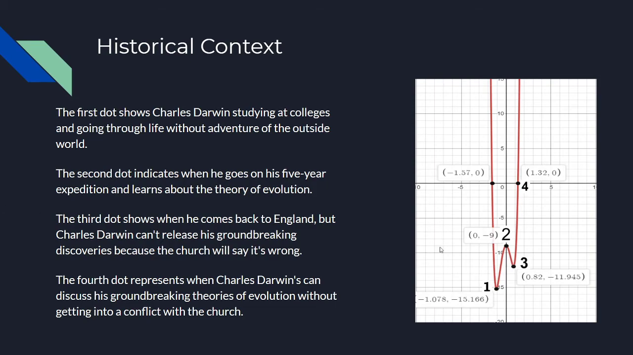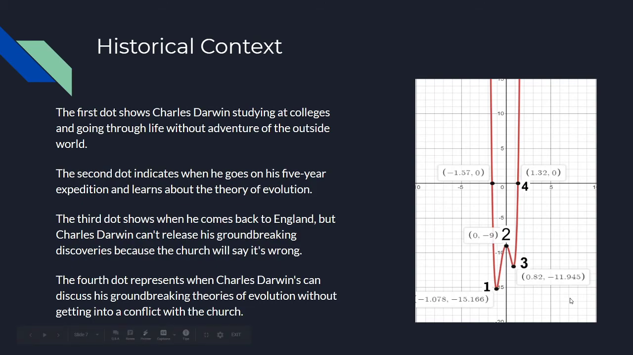The third dot, I would say it goes down to here because the third dot shows when he comes back to England, but Charles Darwin can't release his discoveries on evolution and natural selection because the church will say it's wrong. Going against the church at that time was never the greatest solution, because it would end up pretty bad.